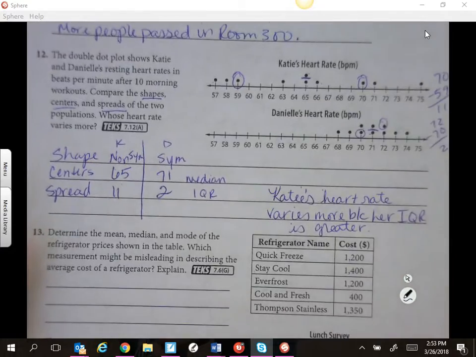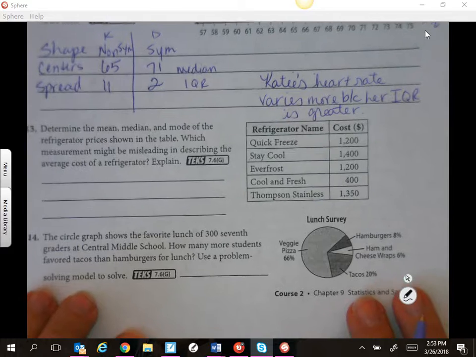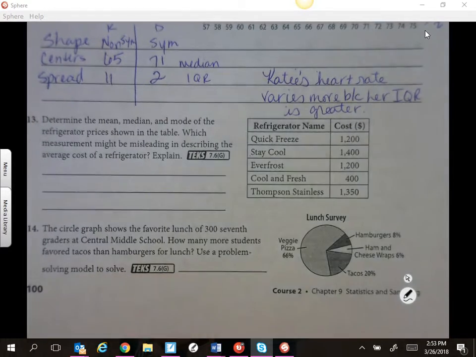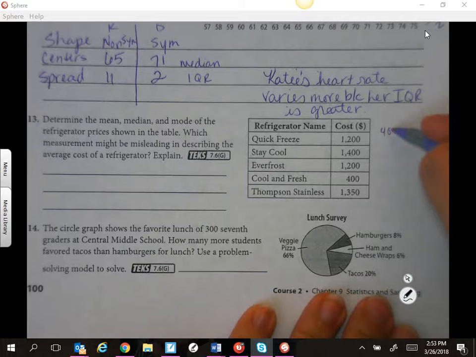So, this one, determine the mean, the median, the mode of the refrigerator prices shown in the table. Which measurement might be misleading in describing the average cost of the refrigerator? So, let's start with the mean, the median, the mode of the prices. So, let's put them in order. 400, 1200, 1200, 1350, and 1400.